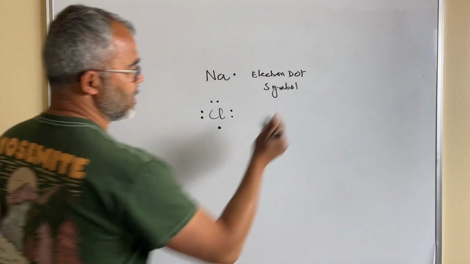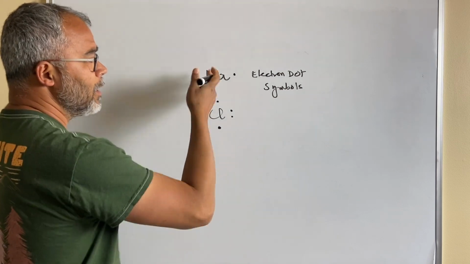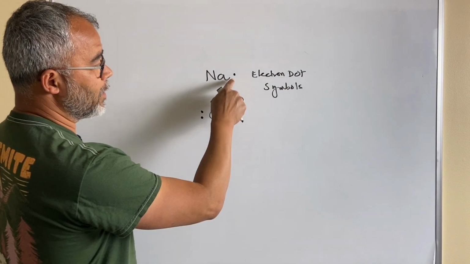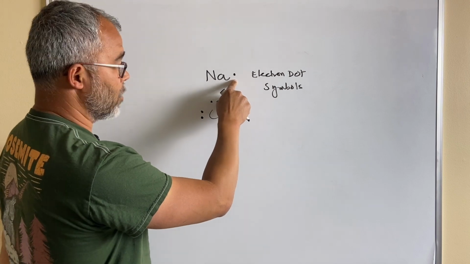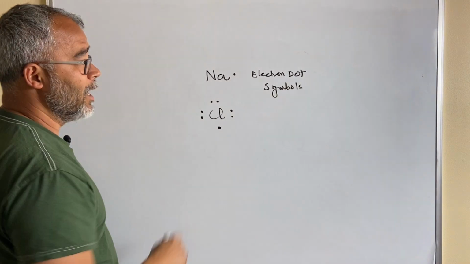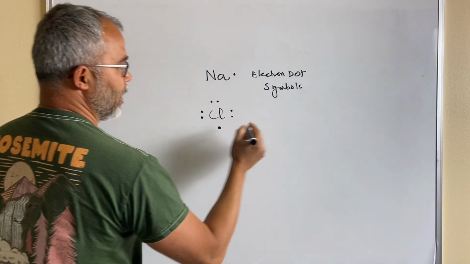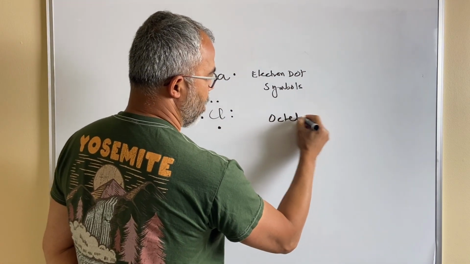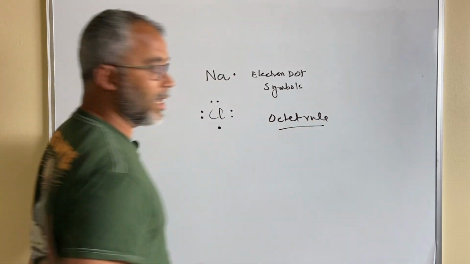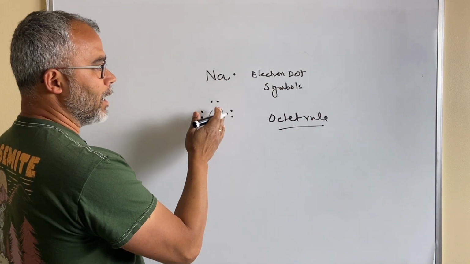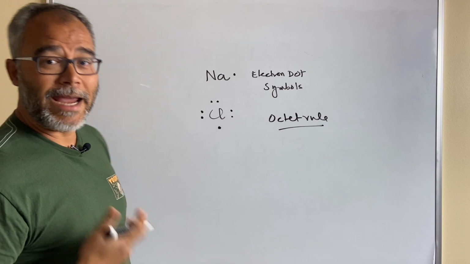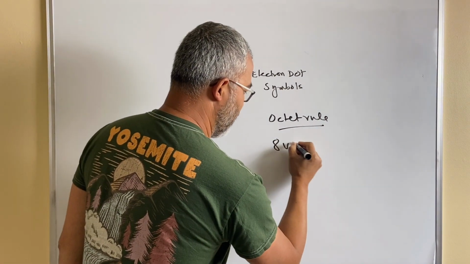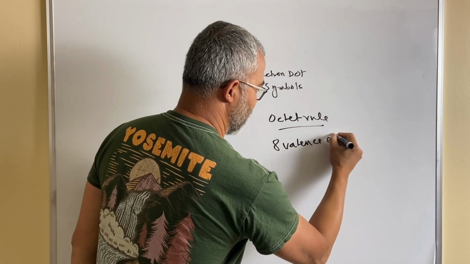So we have these electron dot symbols. Let's say sodium and chlorine, you have these two. If these two had to bond with each other, you can see that sodium has 1 electron and chlorine has 7. The Lewis theory works on a couple of different rules, but one of the big rules is the octet rule. The octet rule says that every element wants to have 8 electrons in its outermost shell, so 8 valence electrons. Every element is looking for 8 valence electrons.